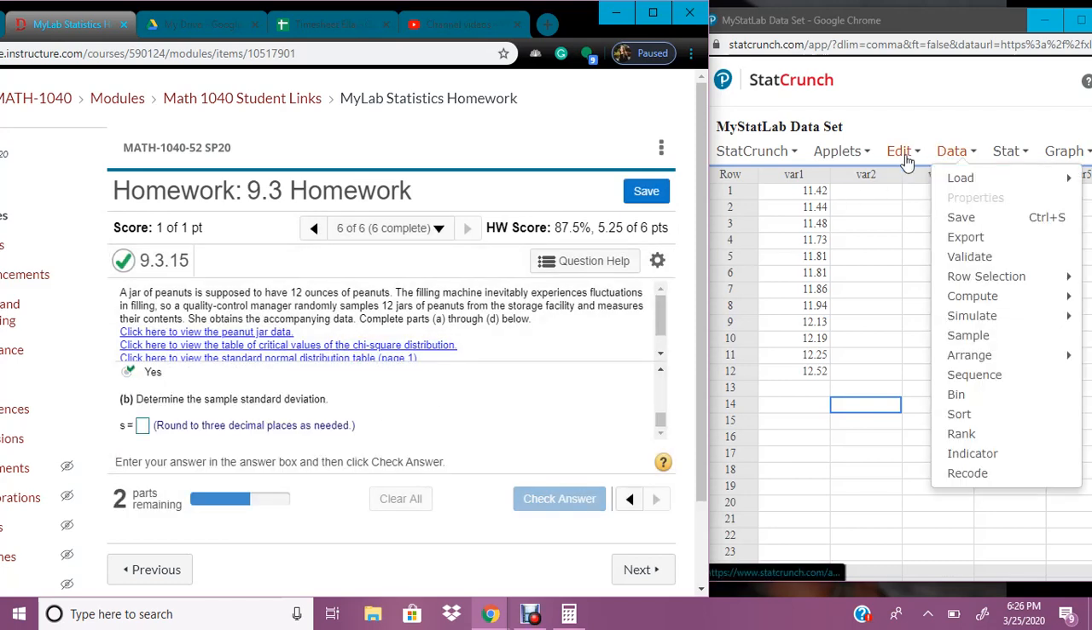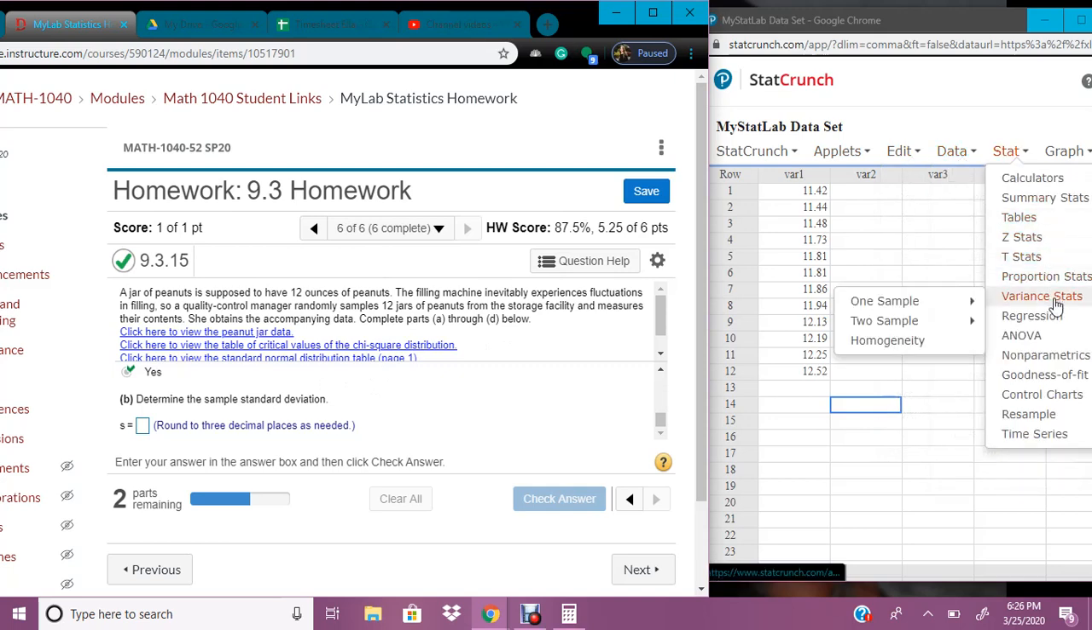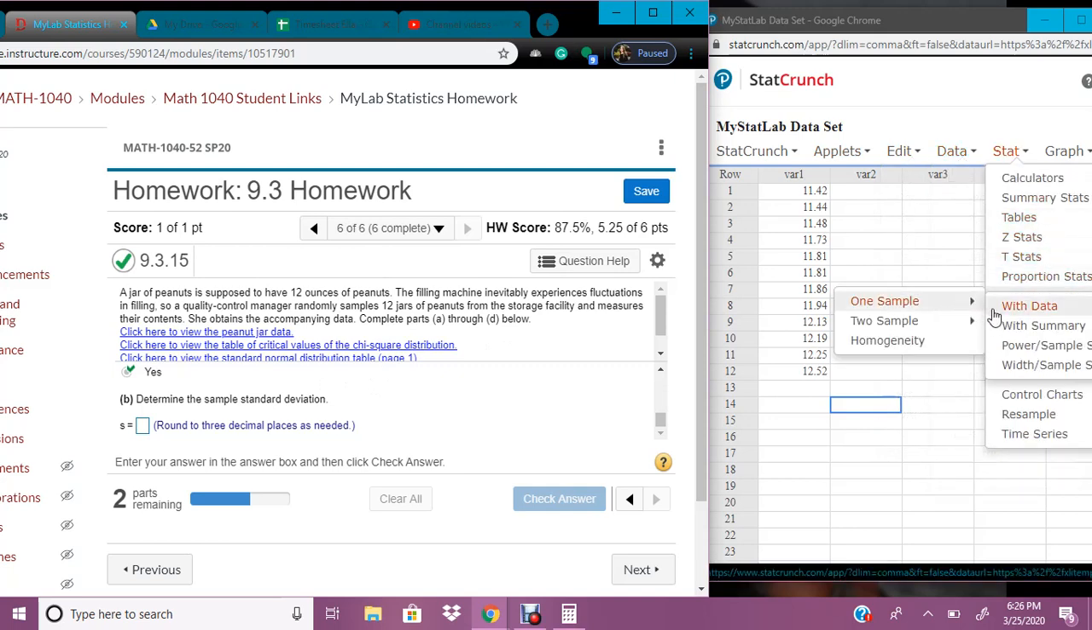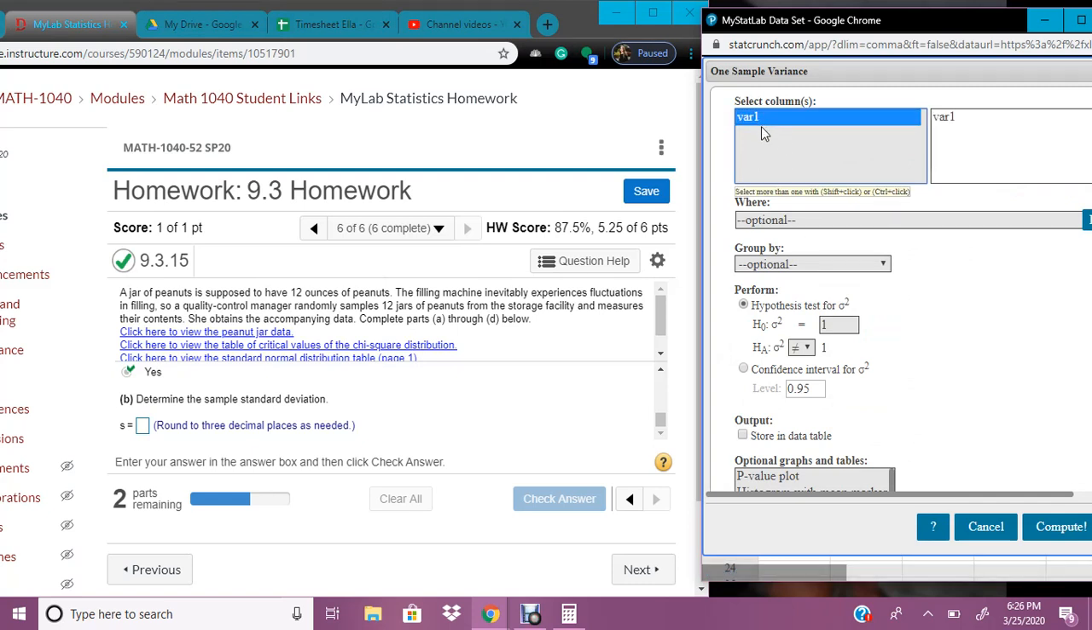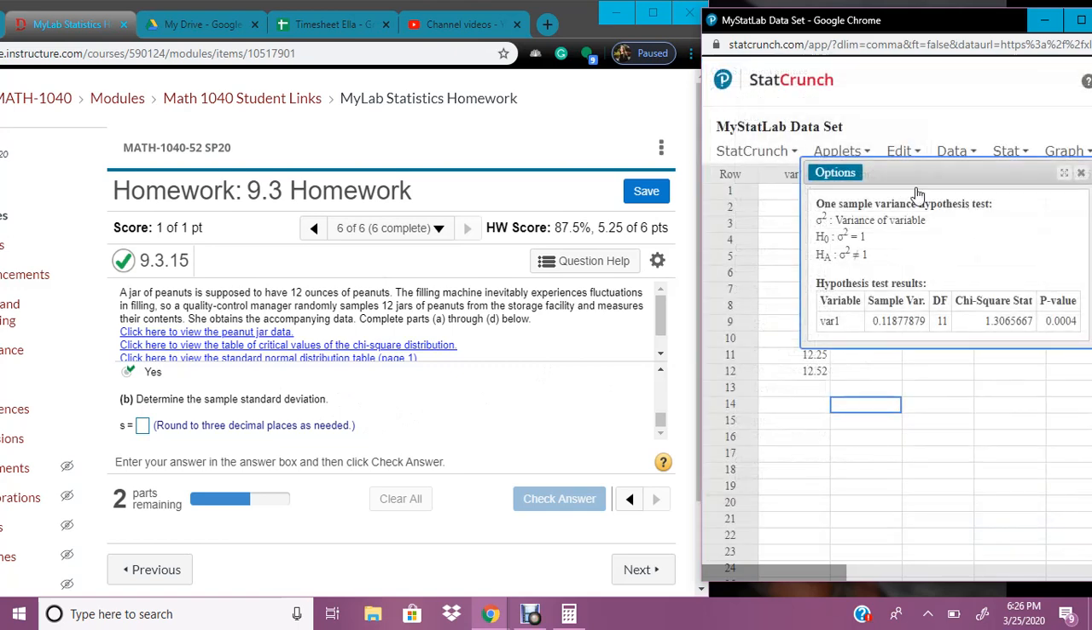Okay, and so now we're going to determine the sample standard deviation. So for this, we got to go to variance stats, one sample with data. It doesn't give us a confidence interval, so we just keep this the same, the hypothesis test. We'll learn more about that later, but just keep it the same because all we're looking at is this number right here.